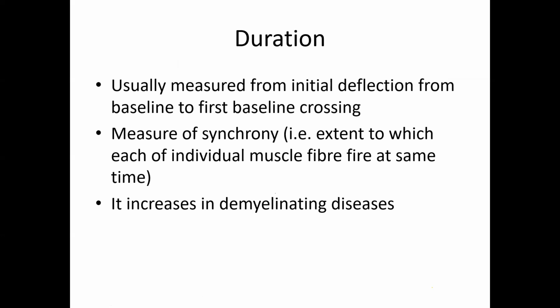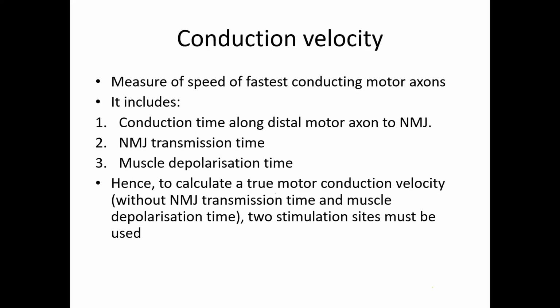Then it is a measure of synchrony, meaning the extent to which individual muscle fibers fire at the same time. If all of the muscle fibers are contracting at the same time, then it is going to be a shorter duration. If they are not firing at the same time, then the duration increases. That is why in demyelination the duration increases, because in demyelination there is patchy conduction slowing. If some fibers are firing very fast and other fibers are firing very slow, that will increase the duration.